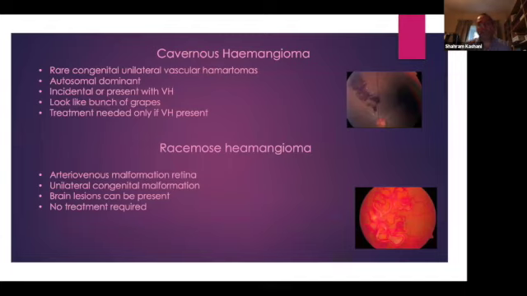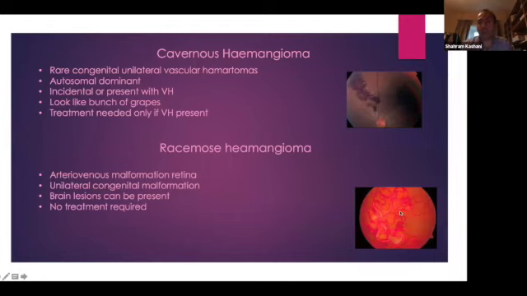Cavernous hemangioma, autosomal dominant, rare, looks like a bunch of grapes. And you don't really need to do much with these, but clearly when you look at that, you think something is very wrong. You probably need to treat it if there's vitreous hemorrhage, but nothing else. And then the picture here, you can just see this worm-like tumor in the back of the eye.